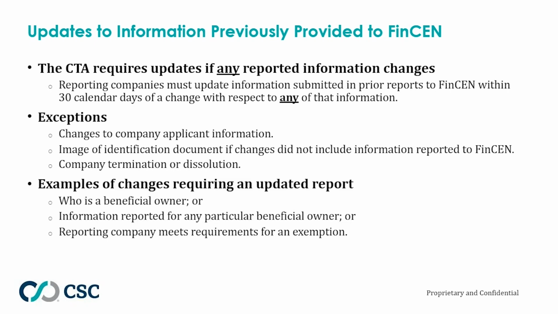So what kind of information might change? Well, obviously, who is a beneficial owner could change. That might change from time to time. Also, information reported for a particular beneficial owner, such as their address. Names change as well. Or another example would be if the reporting company no longer or suddenly meets the requirements for an exemption and it wants to become exempt, it has to report that information.